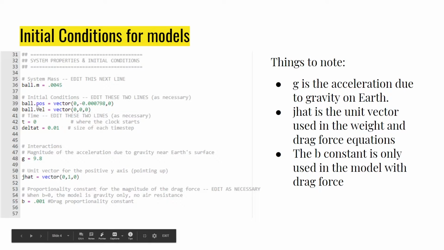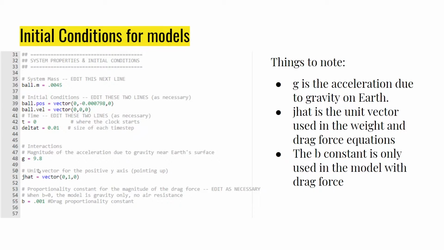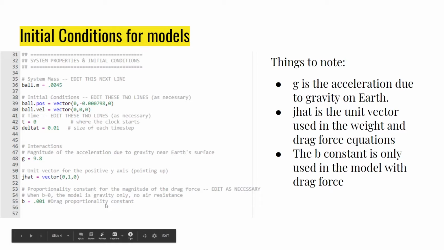For the initial conditions for the model, some things to note are that g is the acceleration due to gravity on Earth, that being 9.8 meters per second squared. J hat is the unit vector used in the weight and drag force equations. And the proportionality constant b is only used in the model of drag force.